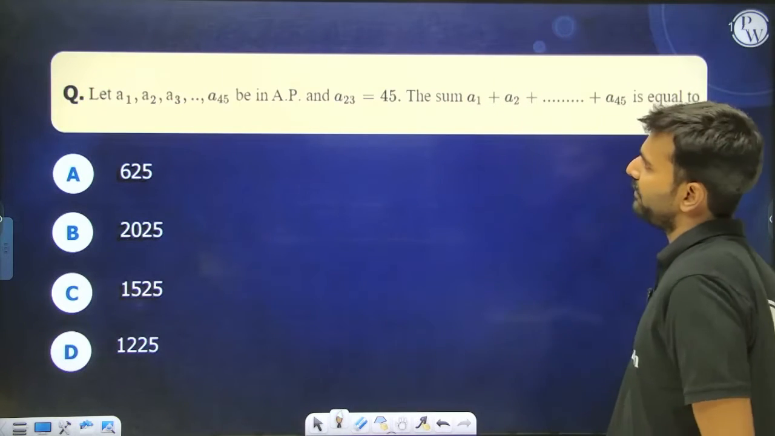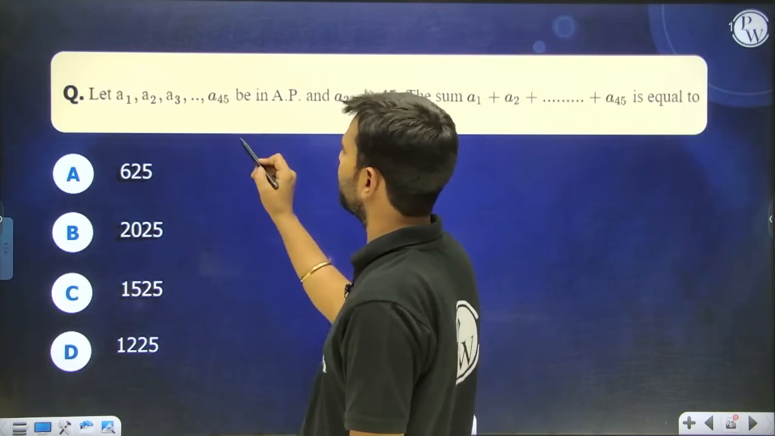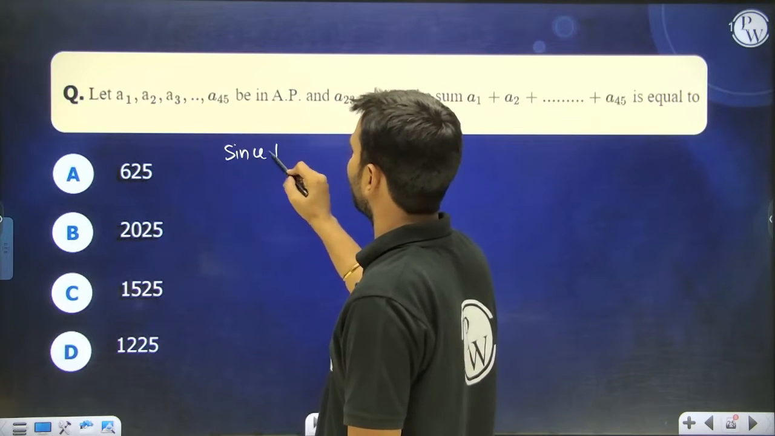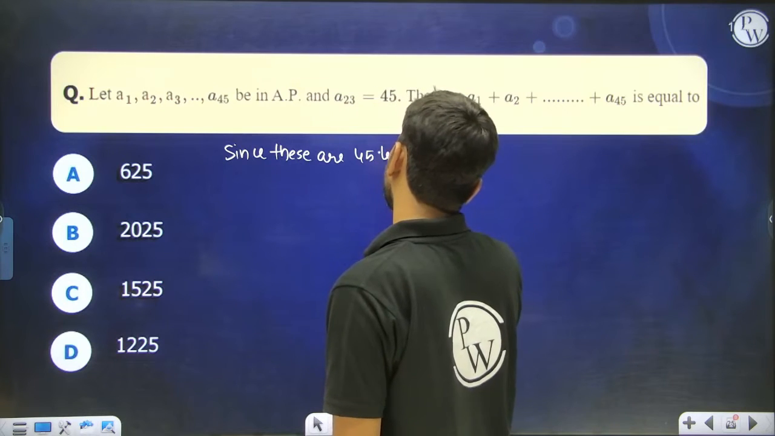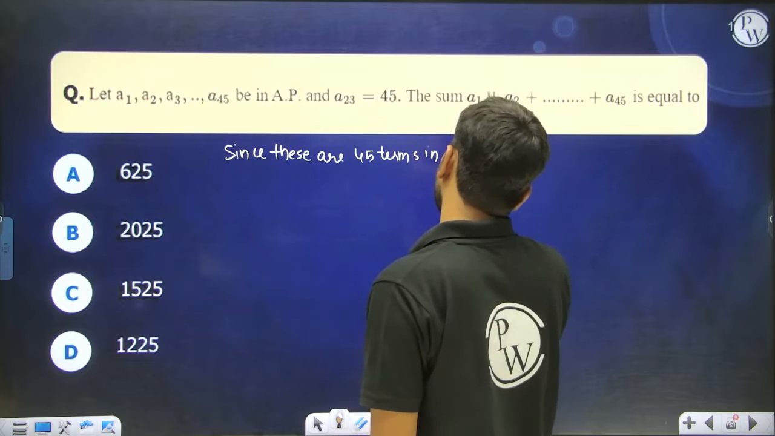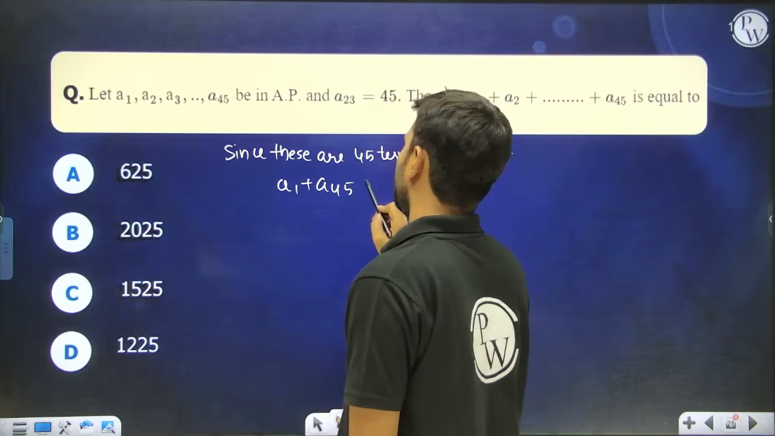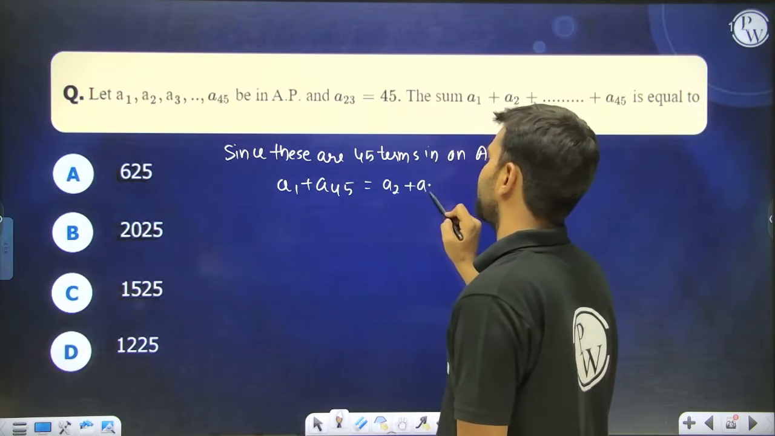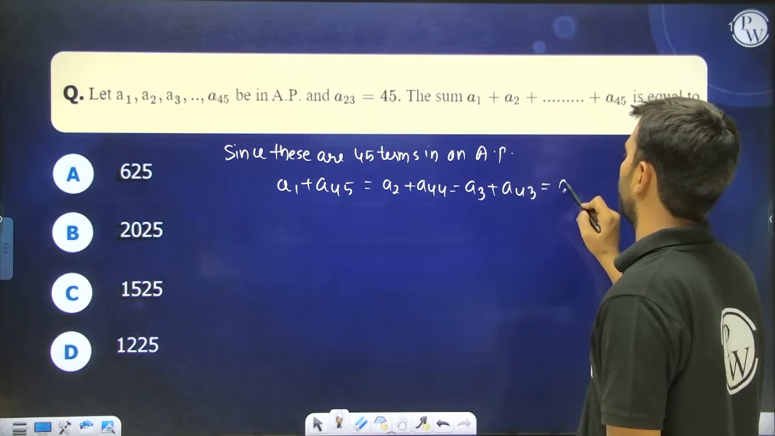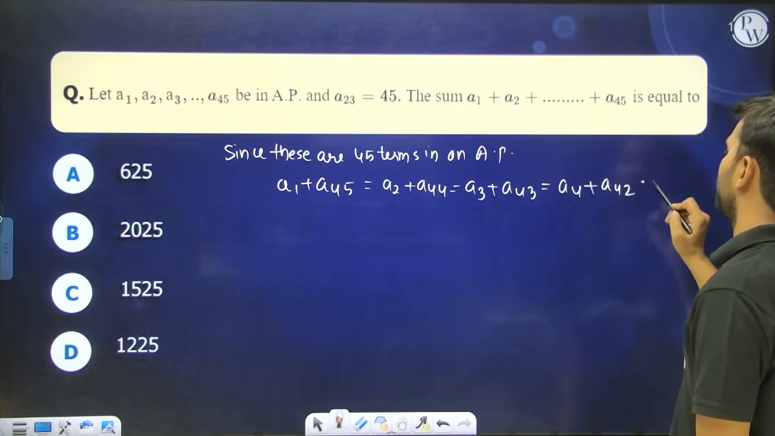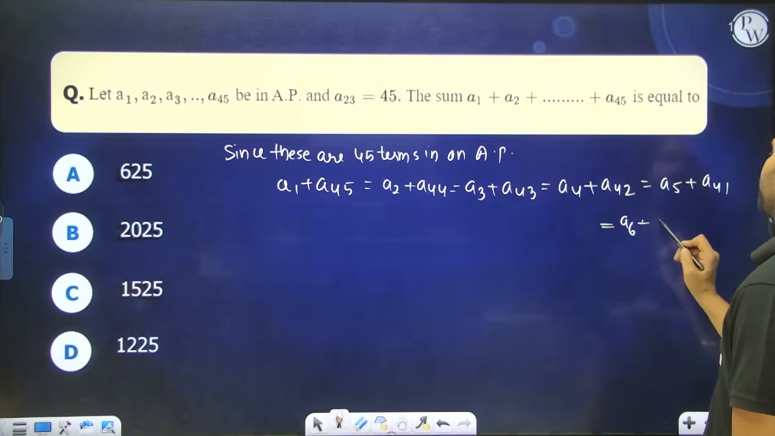These are a few terms given to me in an AP. I would like to tell you one very important property of an AP: these are 45 terms in an AP. So first term plus last term will be equal to second term plus second last term, will be equal to third term plus third last term, will be equal to fourth term plus fourth last term, will be equal to fifth term plus fifth last term, will be equal to sixth term plus sixth last term.